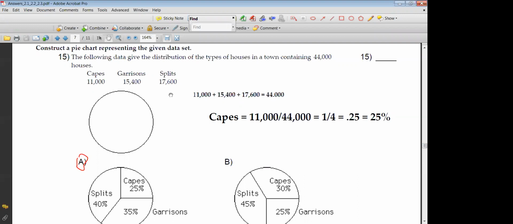What percentage of those were capes? Well, 11,000 over 44,000. I'm changing this into a fraction. In lowest terms, it's 1/4. 1/4 is 0.25, which is 25%.